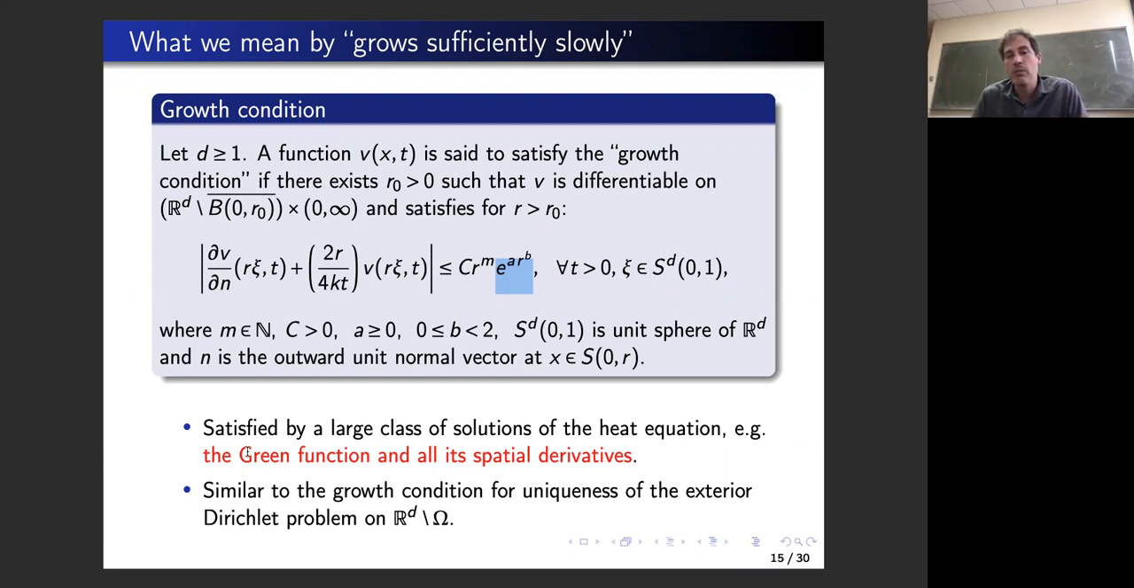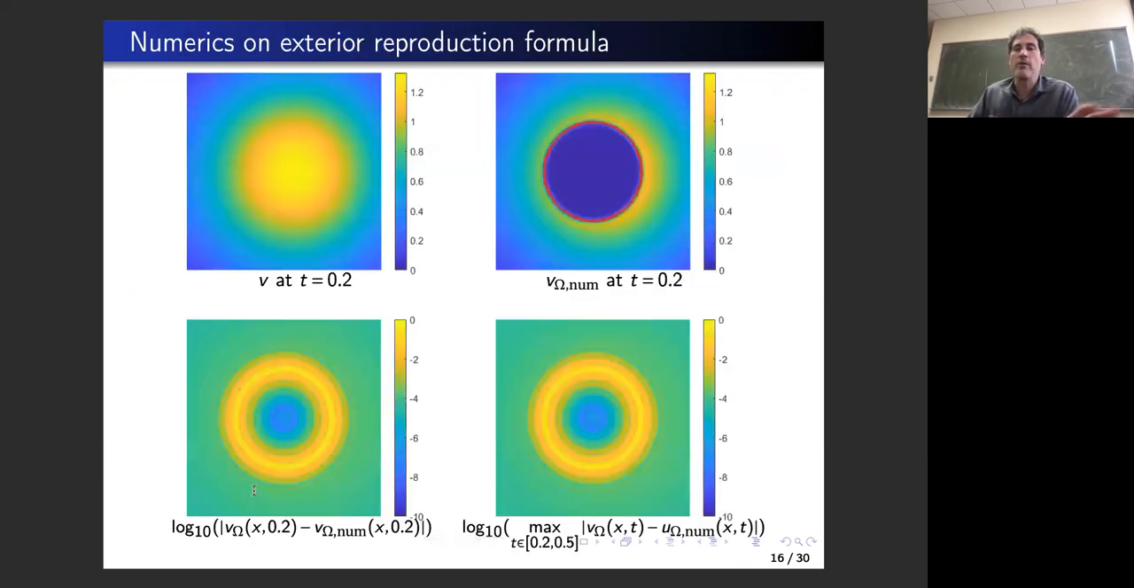And the condition that we get in here is no, let's say, coincidence. We end up getting growth that looks like the growth of the reciprocal of a Gaussian, because that's what you get if you study the uniqueness for the exterior Dirichlet problem. So anyway, I'll get to that in a second, but now let me show you the similar numerical experiment for the exterior reproduction formula. So again, on the left in here, you just have a point source that fires at time t is equal to 0.